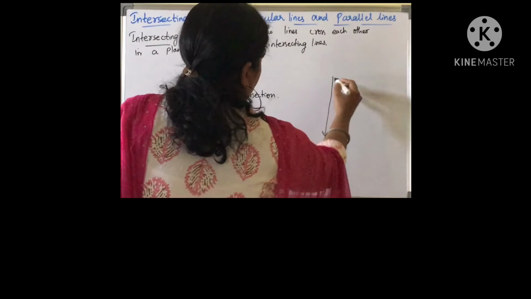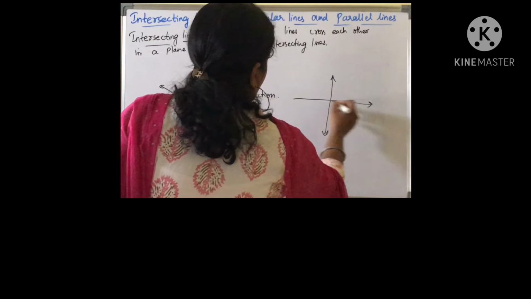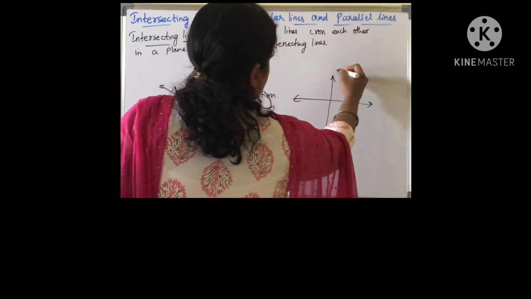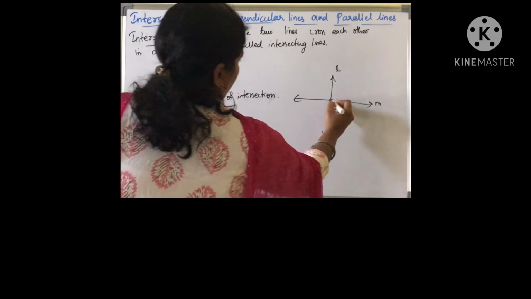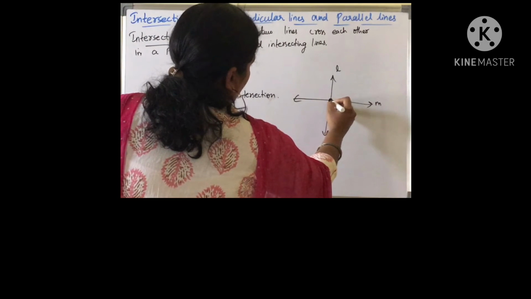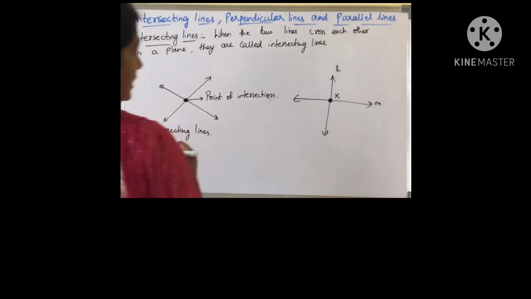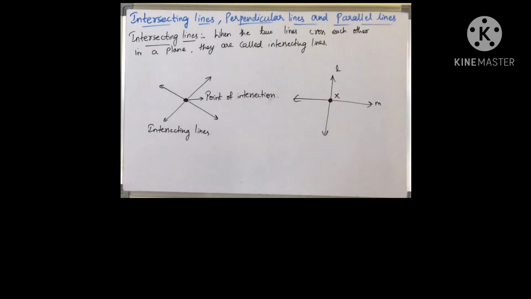Okay children, here suppose if you take, this is one line and this is one line. Suppose this is L and this line is M. So these two are meeting at what point? This point. Suppose this point is X. So what is X here? X is called the point of intersection, and the line L and M are intersecting lines.